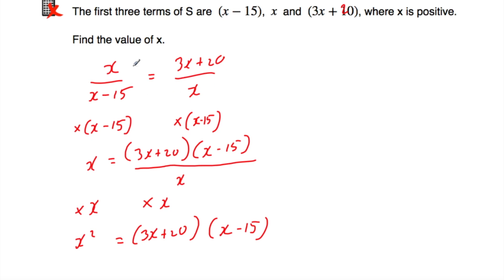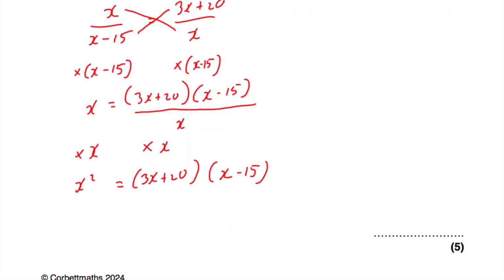Now there's a bit of a shortcut, and that is cross multiplication. There's a video on Corbettmaths on cross multiplication. It's a really useful technique. If I had a fraction equals a fraction like this, I would just multiply this numerator by this denominator, that's x squared, and I'd multiply this numerator by that denominator, and that would be (3x + 20) multiplied by (x - 15). So I could just go from here to here, and that's what I would do if I was doing this question. Okay, so we've now got this.